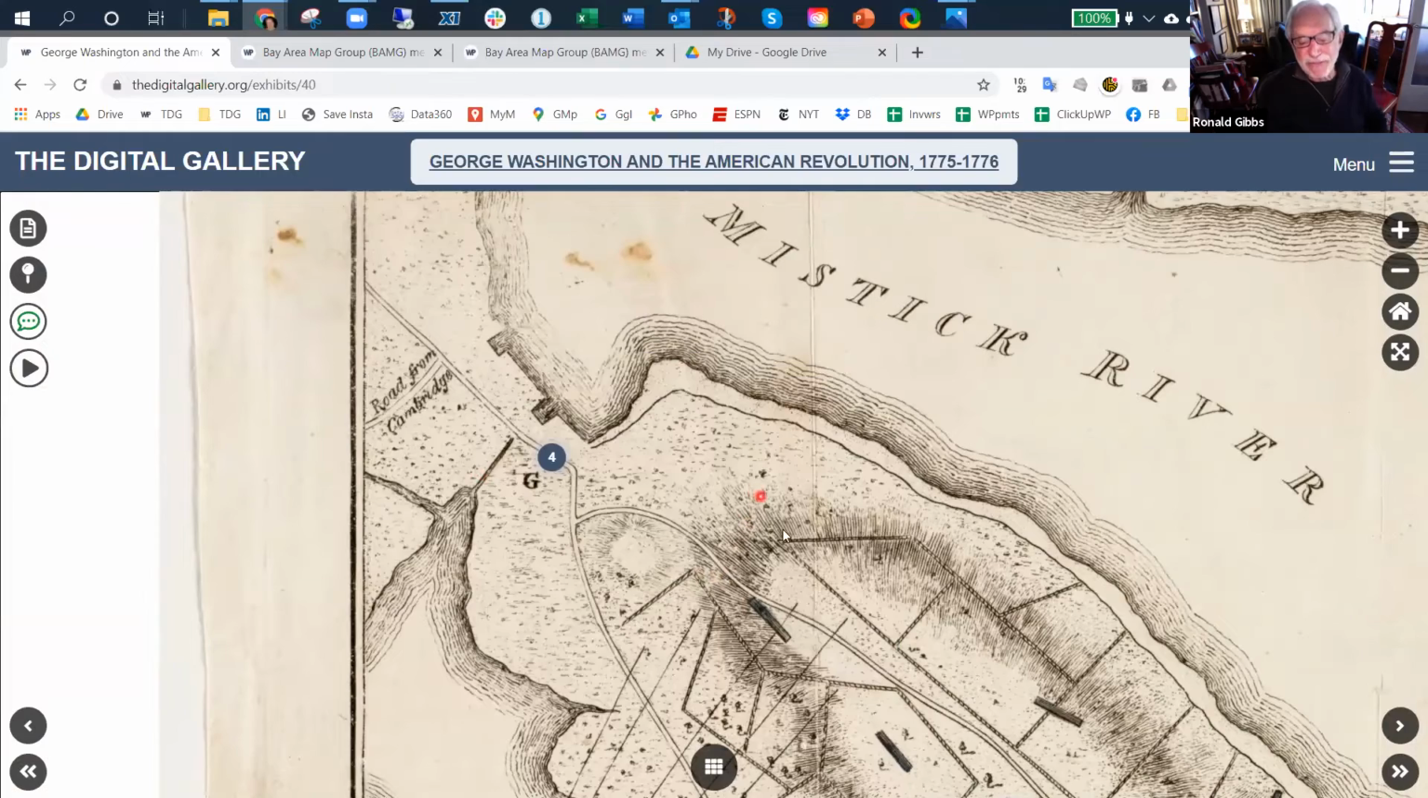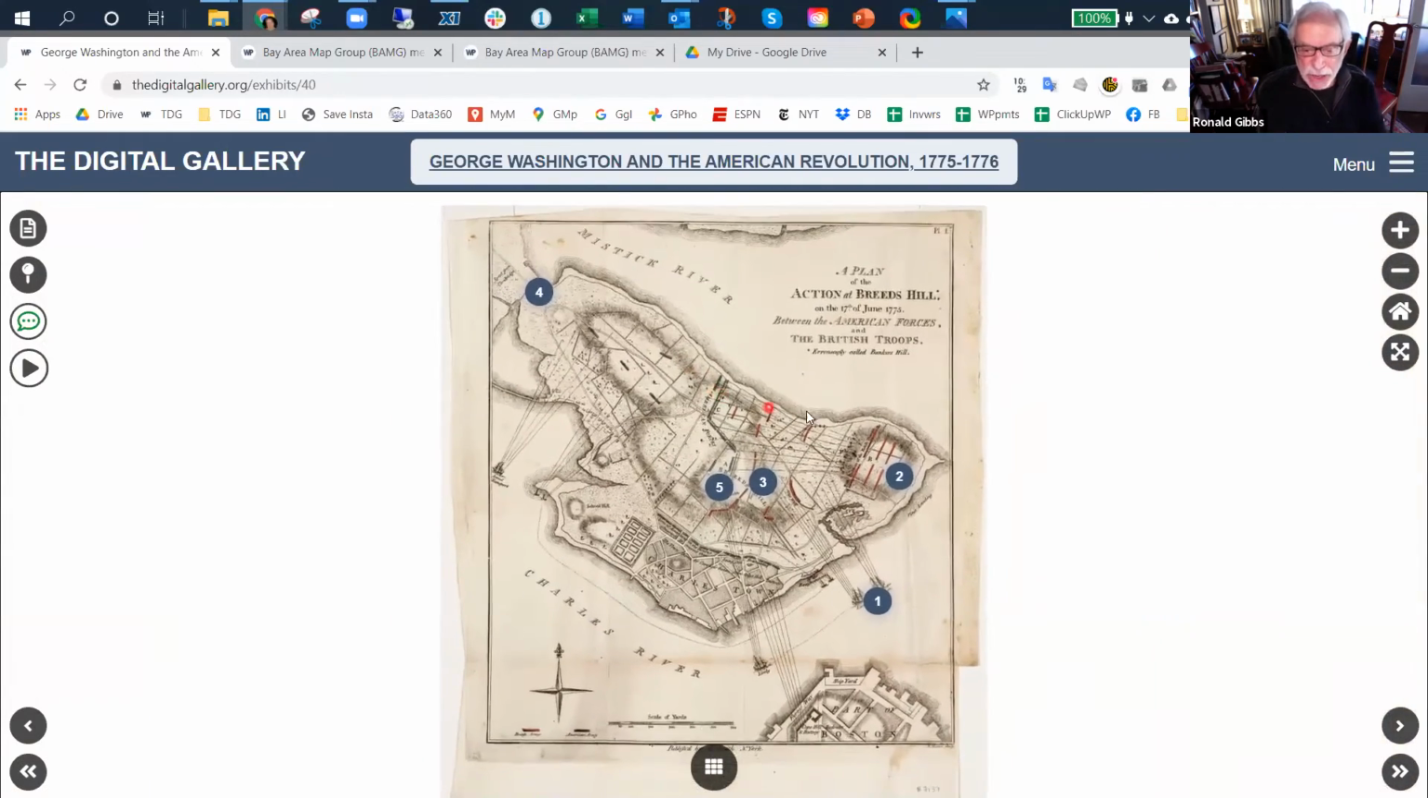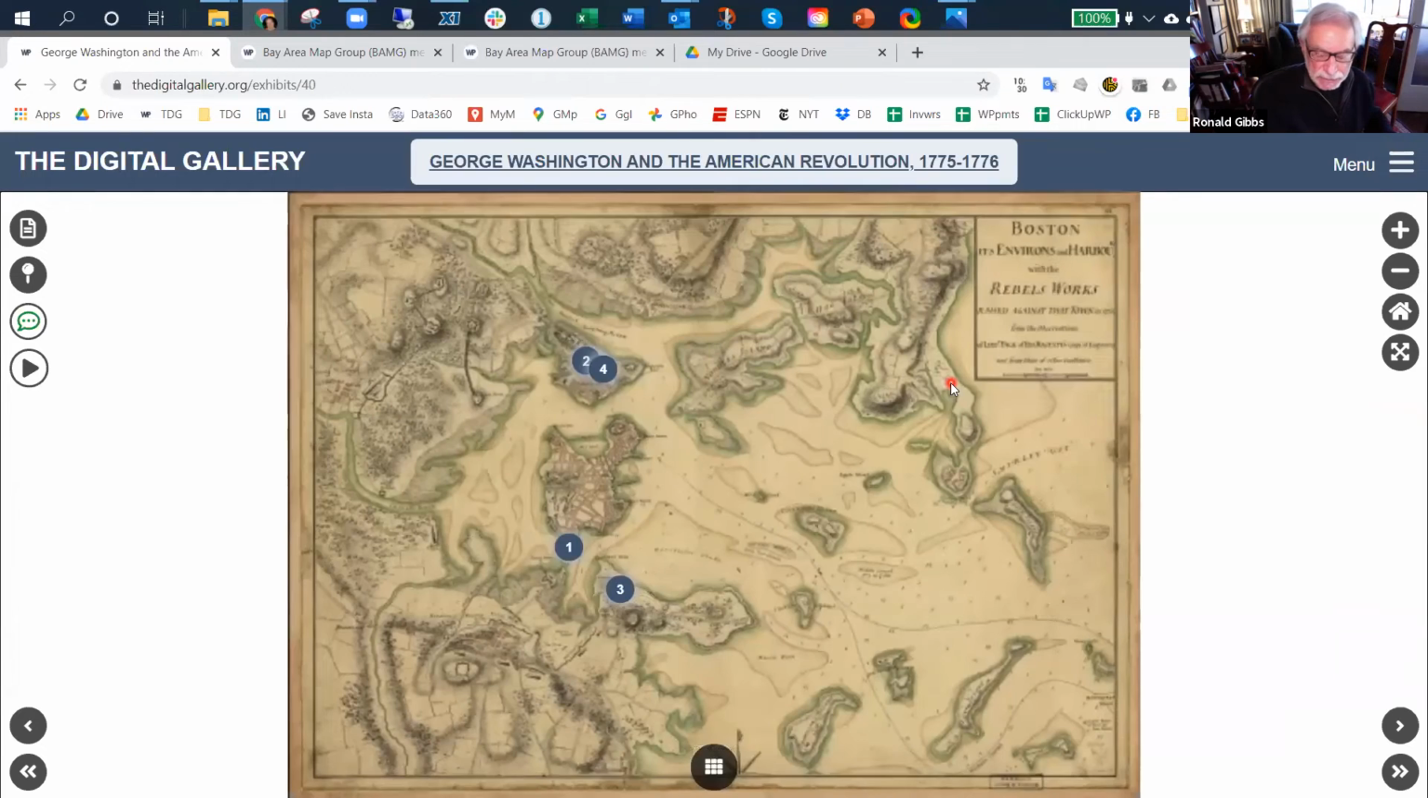So this was a victory of sorts for the British, but it came at great cost. And the lessons of attacking Americans in fortified positions and the carnage that it resulted for the British Army was never forgotten by the British command. So George Washington arrives to take command a month after the Battle of Bunker Hill. And let's now go back to the previous map, Tom.